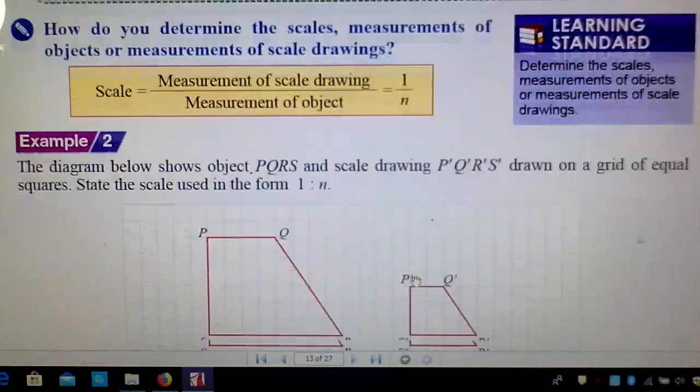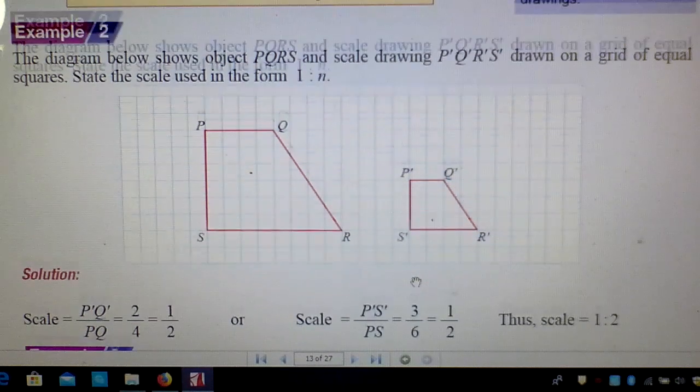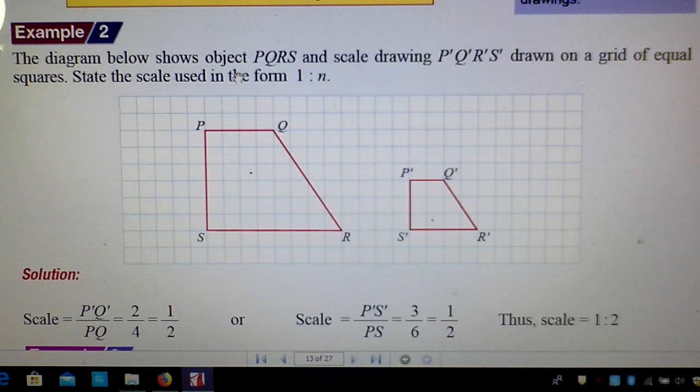Okay, example 2. The diagram shows object PQRS and scale drawing P prime, Q prime, R prime and S prime drawn on a grid of equal squares. State the scale used in the form 1 to n. This is the object, this is the drawing. So how do we get the scale?